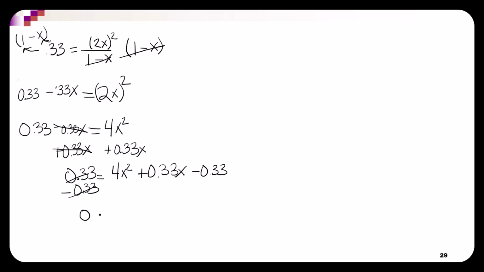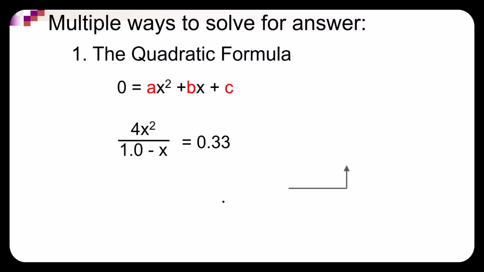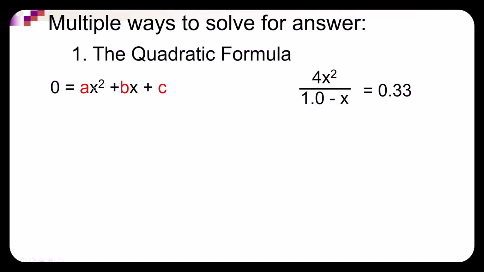The only thing left over here is 0. We've got 4x squared plus 0.33x minus 0.33. Okay. We now have it in the format of that quadratic equation, right? Whatever is attached to x squared is our a value. Whatever is attached to x is our b value. Whatever doesn't have that variable is our c value.